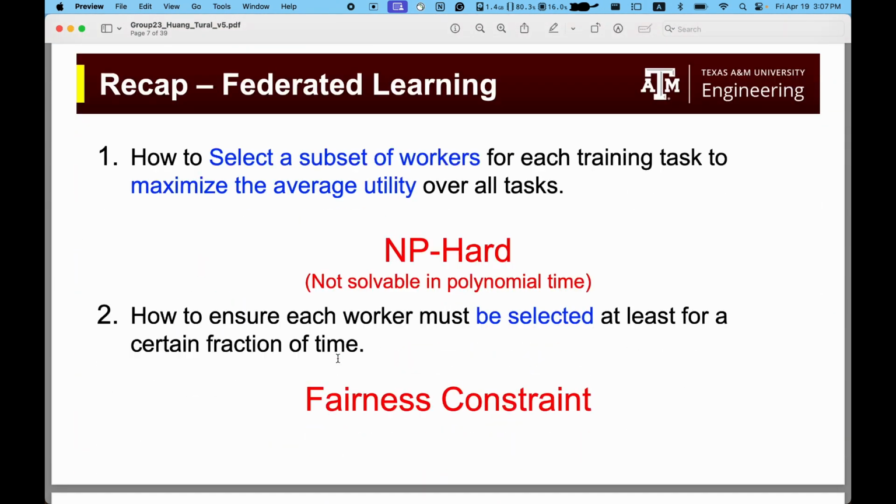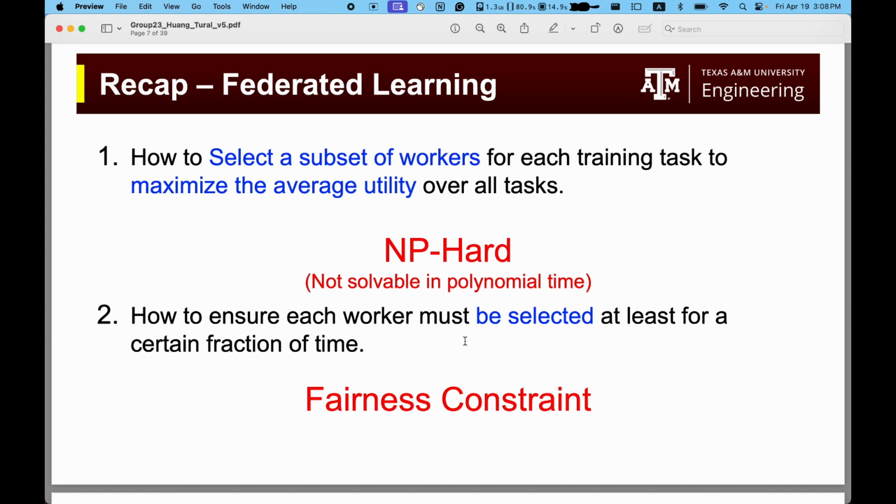So in federated learning, there are two main problems we need to solve. The first problem is how do we choose a subset of the workers for each training task to maximize the average utility over all tasks. Some studies show that it's actually an NP-hard problem, which means it is not solvable in polynomial time. The second problem is how to ensure each worker must be selected at least for a certain fraction of time. To solve this, we add one more constraint on the original problem, called the fairness constraint. So our problem becomes more difficult, because the original problem is already NP-hard, and adding one more constraint makes it harder.